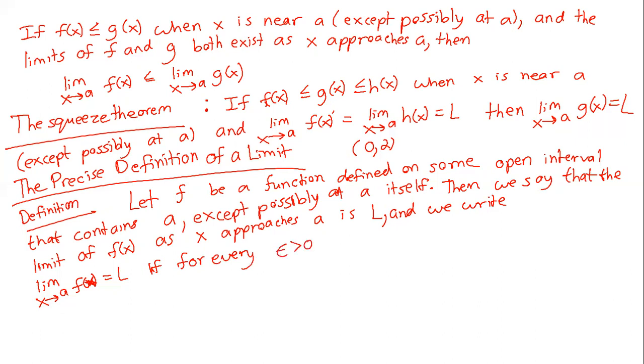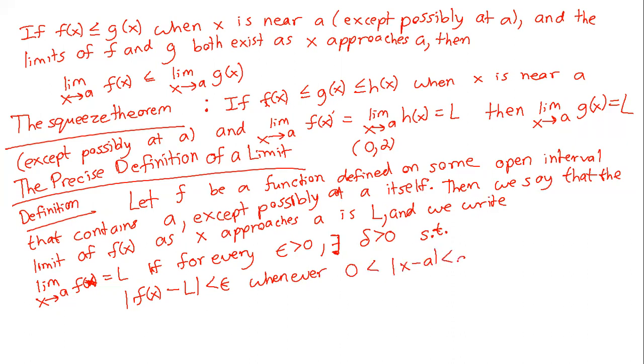epsilon greater than 0, which is a positive number, there exists, that's what this symbol means, this backwards kind of E looking thing, there exists delta greater than 0, which is another positive number, such that the absolute value of f of x minus L is less than epsilon whenever 0 is less than the absolute value of x minus a is less than delta.